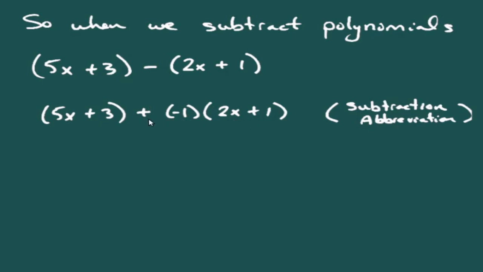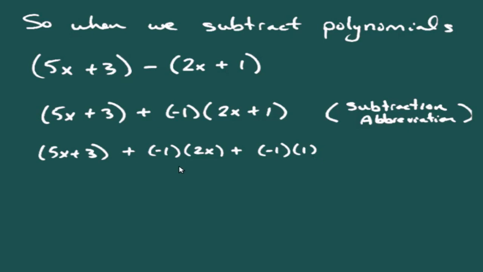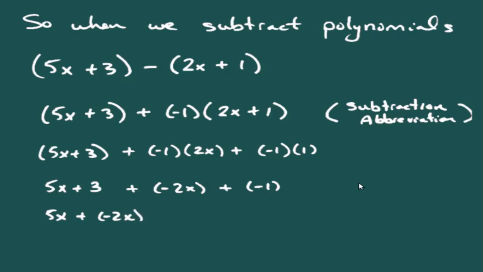And so what does the distributive property say? It's going to be the negative 1 times the 2x and the negative 1 times the 1. So we have 5x plus 3 plus our negative 1 times our 2x plus our negative 1 times the 1. Well, the negative 1 times 2x just gives us a negative 2x. The negative 1 times 1 just gives us a negative 1. So we have our 5x plus 3 plus a negative 2x plus a negative 1. Still, everything is put together with the operation of addition. We just have the negatives there so that we can move the signs around and not change our answers.